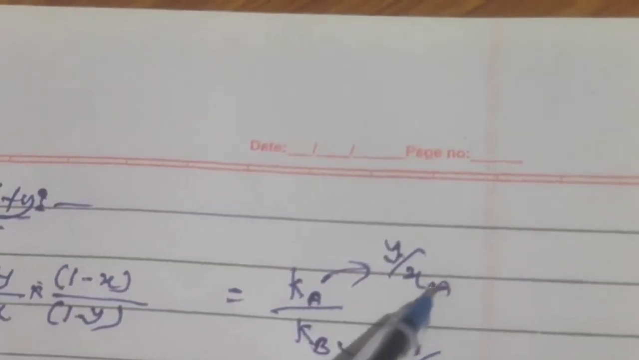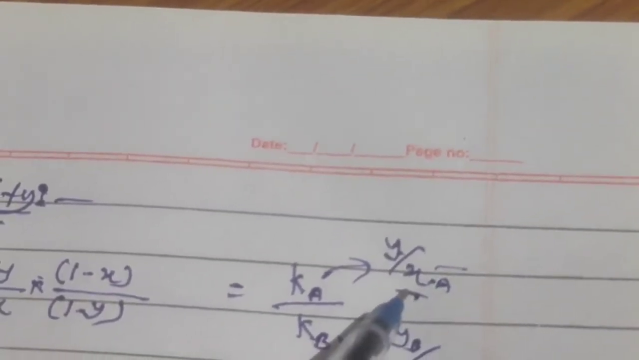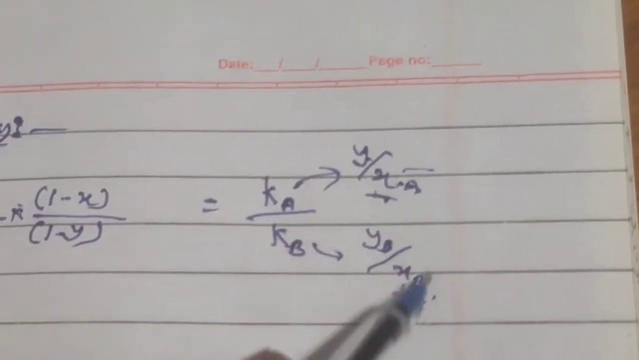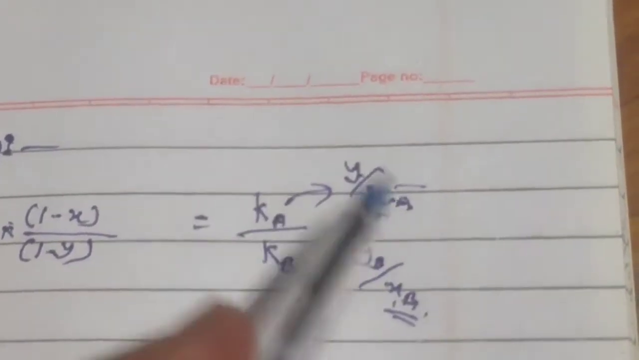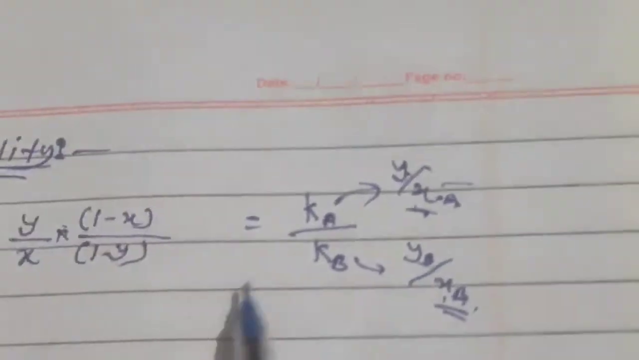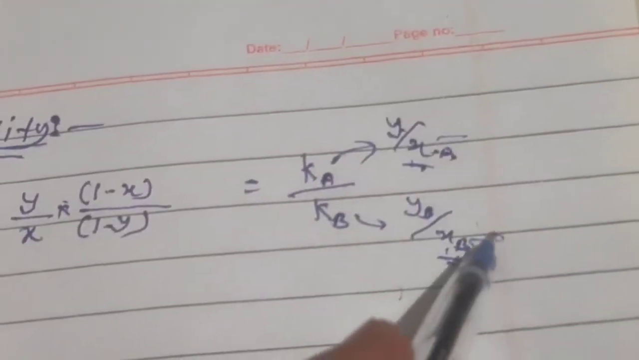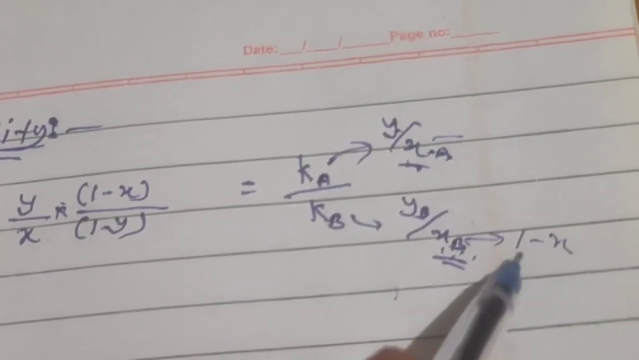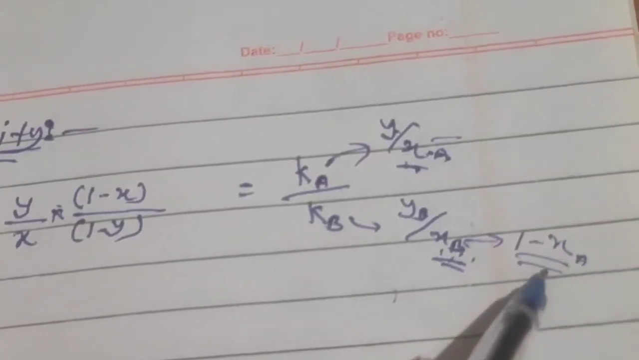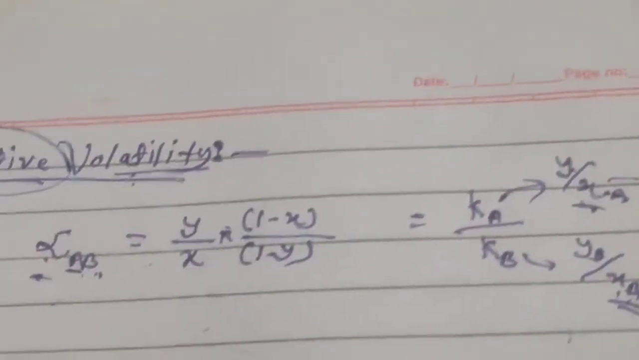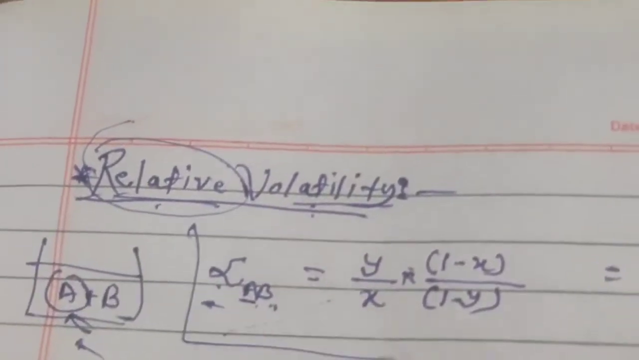Here x is the mole fraction of A in the liquid phase, and x of B is the mole fraction of B in the liquid phase. I think you've got what I'm going to say. x of B is nothing but 1 minus x of A, of course, and I'm using x only for x of A here. So the important thing is this formula; you have to remember it.